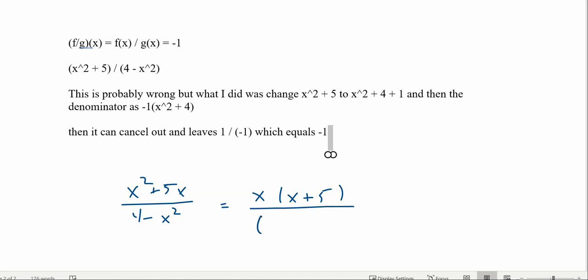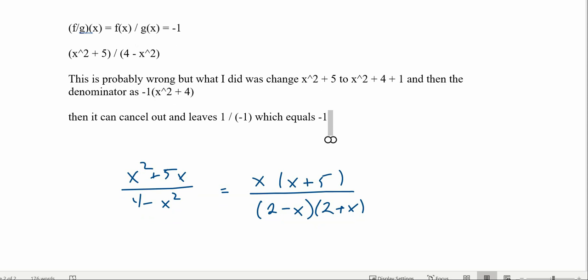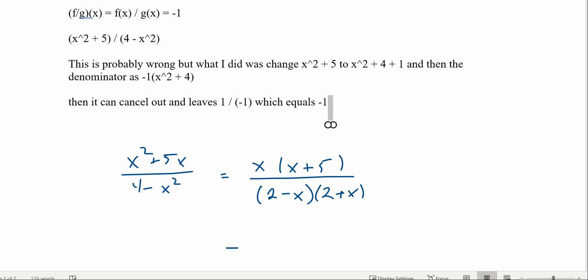And then this actually is a difference of 2 squares, so that's going to be 2 minus x and 2 plus x. What we're looking for are any of the factors in the top and bottom the same. So can we cancel out anything that's a common factor? And the answer is no, we can't. Can't reduce it, so your answer is just x squared plus 5x over 4 minus x squared.